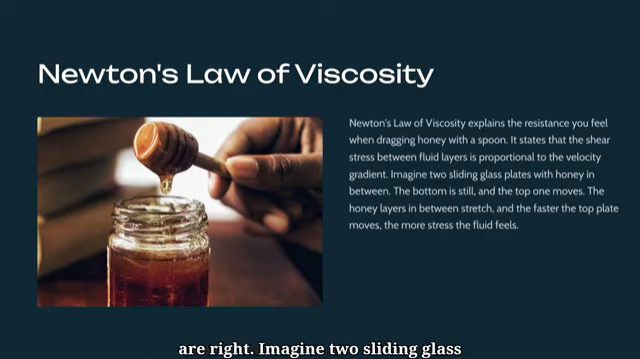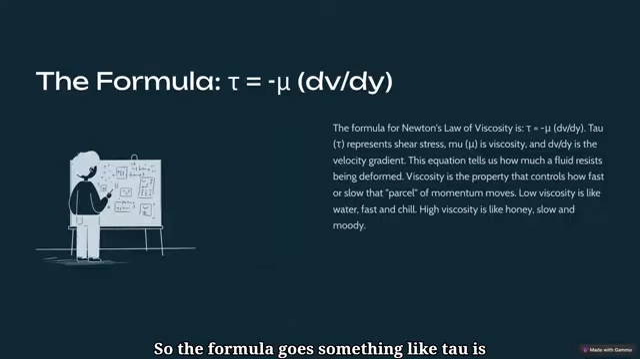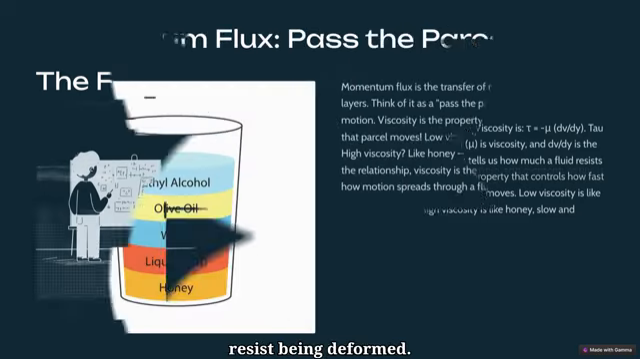You are right. Imagine two sliding glass plates with honey in between. The bottom is still, the top one is moving. The honey layers in between, they stretch. And the faster the top plate moves, the more stress the fluid feels. So the formula goes something like tau equals mu times dv by dy, where tau is the shear stress, mu is viscosity, and dv by dy is the velocity gradient. It basically tells how much the fluid resists being deformed.